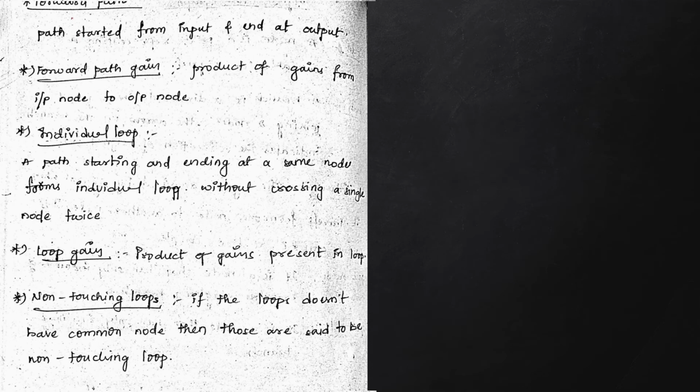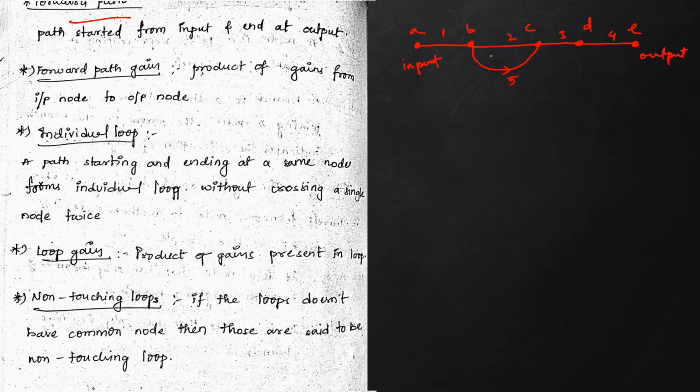So forward path is nothing but, suppose I have a system like this: A, B, C, D, E. This is the input node A, and E is the output node. So a path that starts from the input and ends at the output is called a forward path. Now assume another case like this, with gains 1, 2, 3, 4, 5.